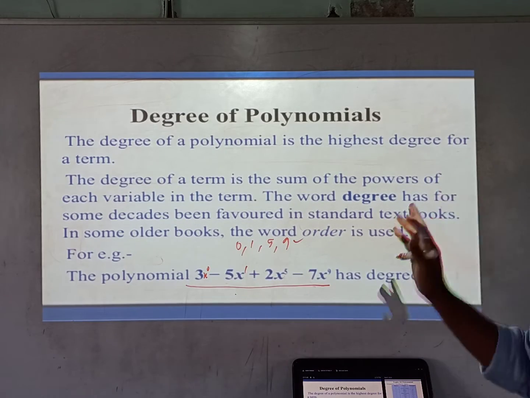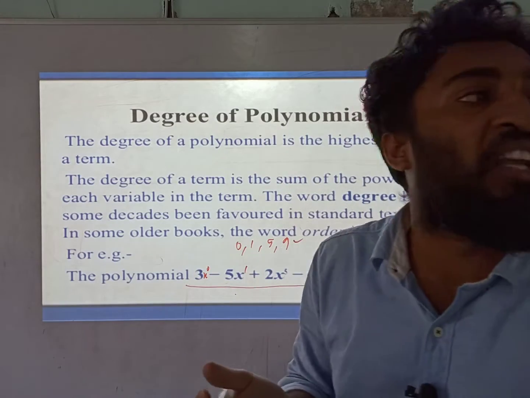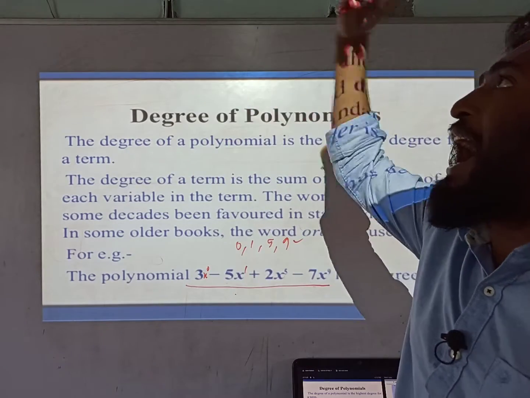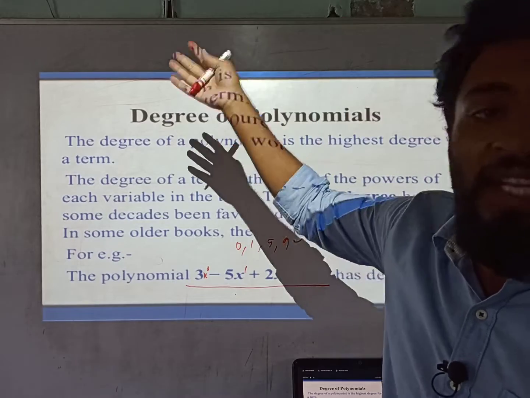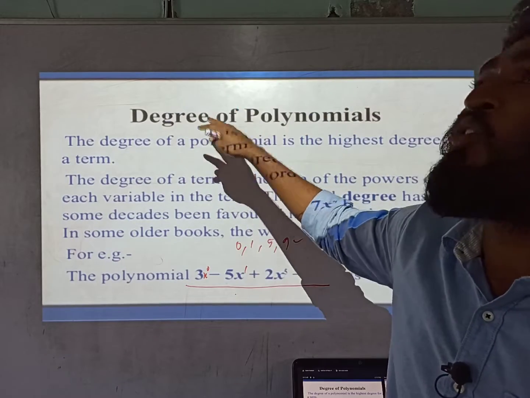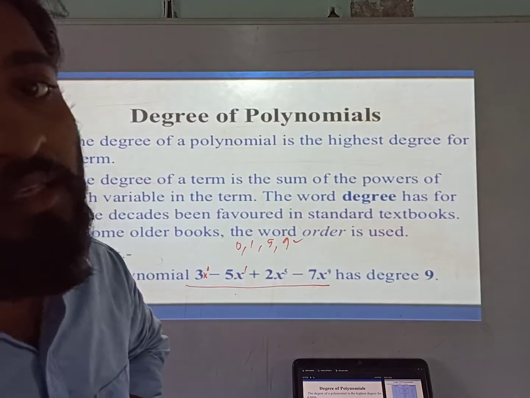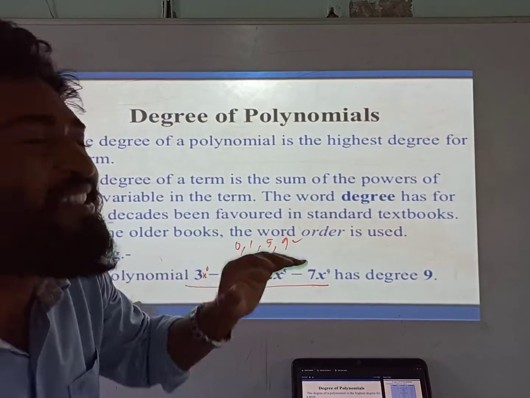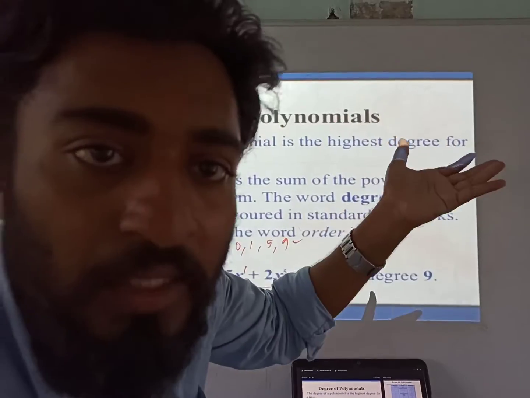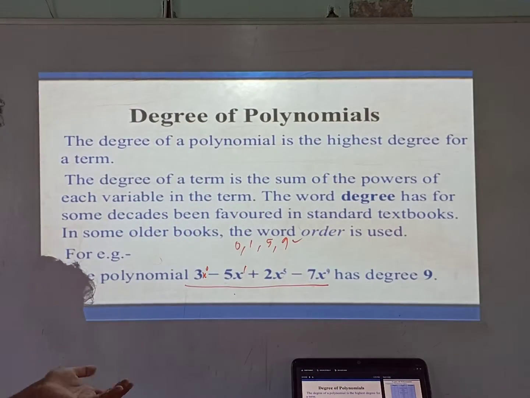Got it? So what is degree of polynomial? What do we understand by degree of polynomial? It is the highest value of variable of any polynomial. Correct? So degree of polynomial means it is the highest value of variable. That is called degree of polynomial. Got it?